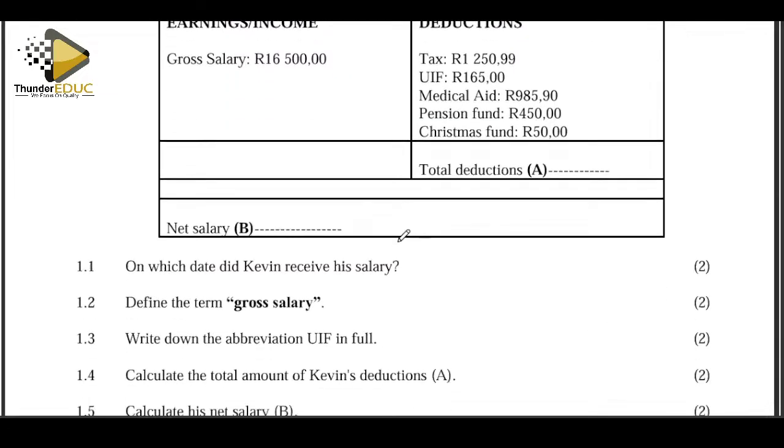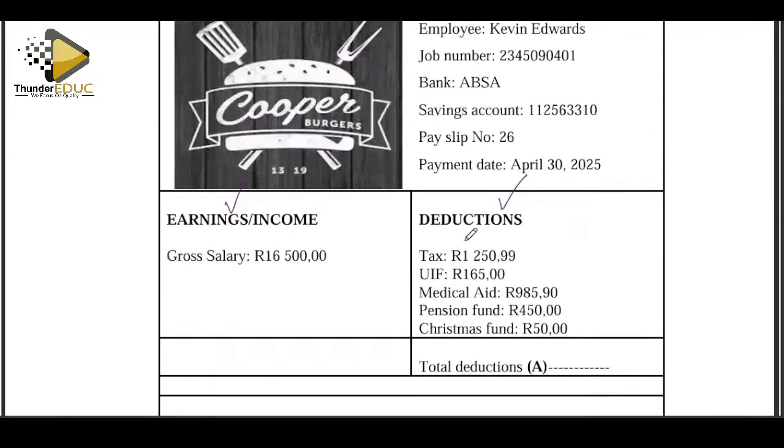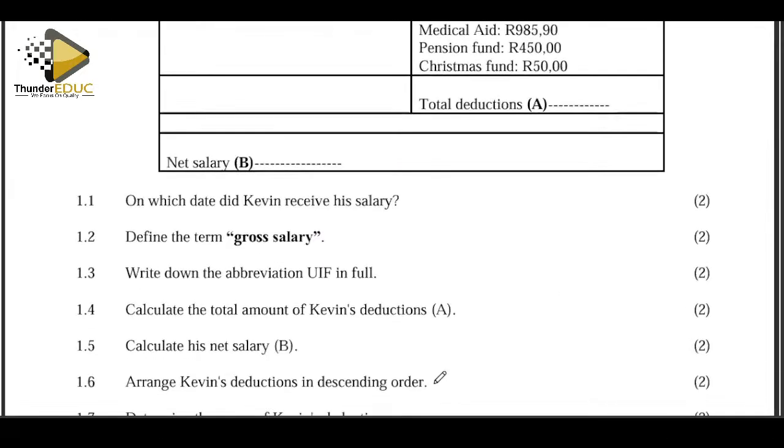It says, on which date did Kevin receive his salary? When we come here, payment date, so the date is this one here. So there everyone could have written April 30th, 2025. That was the date.